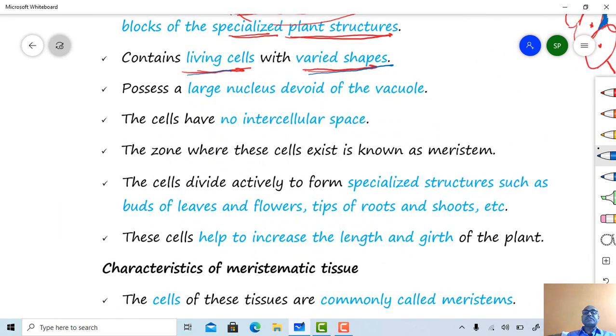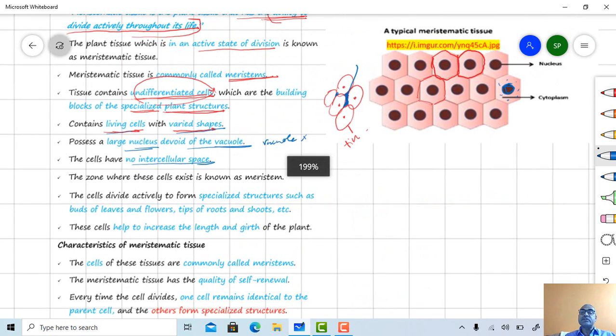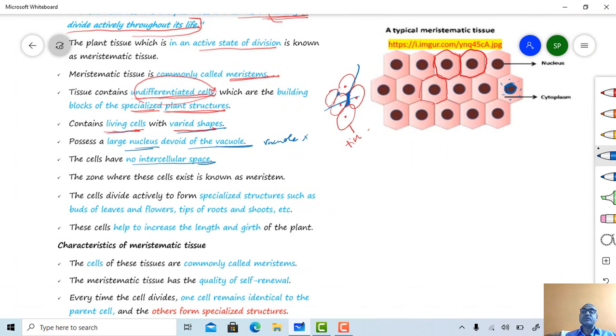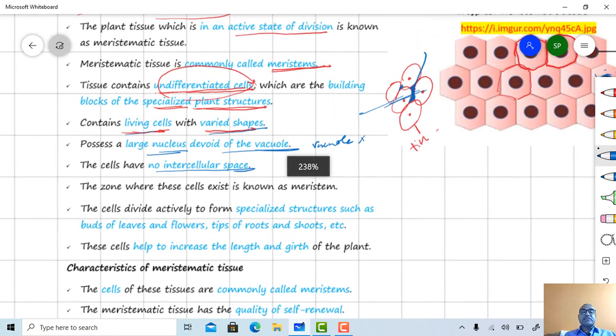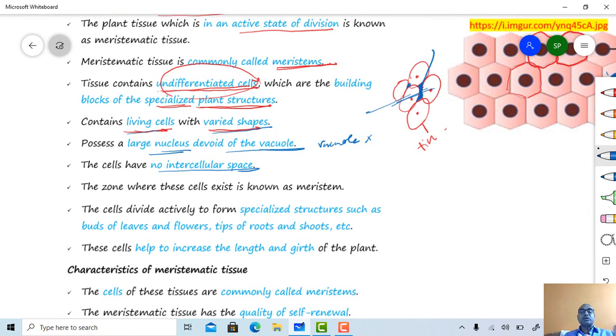Generally these cells possess a large nucleus devoid of vacuole. The vacuole is generally absent, or if present, it is very small in size. These cells do not have intercellular space. What is intercellular space? This one is the intercellular space. So these cells do not possess intercellular space.